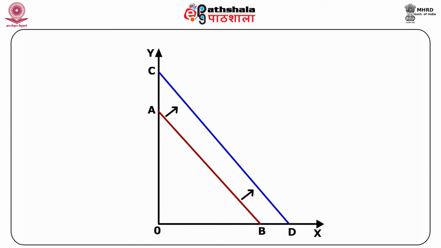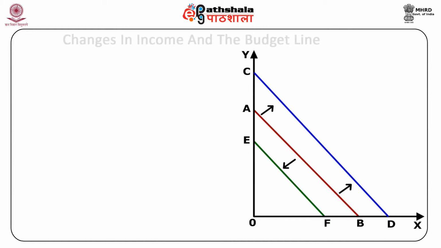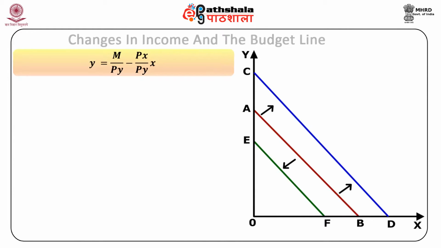This is because with increased income, the consumer is now able to purchase proportionally larger quantities of both commodities than before by spending all the income. On the other hand, if income of the consumer decreases with price of both goods remaining unchanged, the budget line shifts downward to EF. This can be easily understood from equation third.